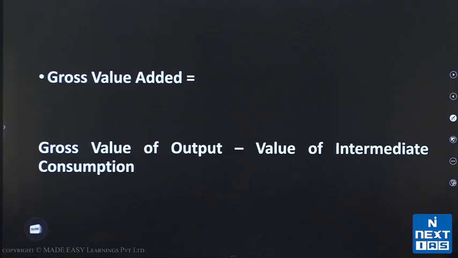I'll discuss. Write: gross value added is equal to gross value of output minus value of intermediate consumption, that is the raw materials. See the screen and copy.